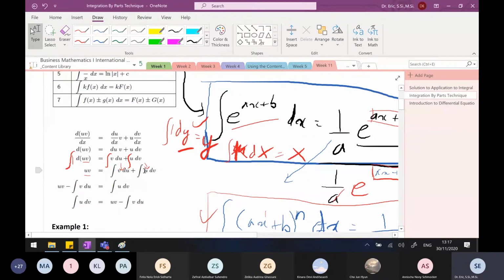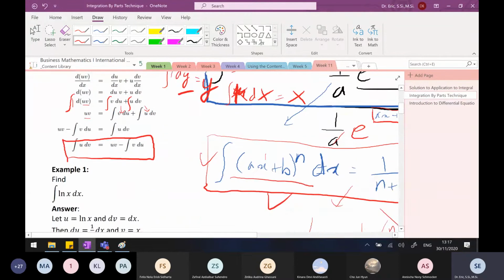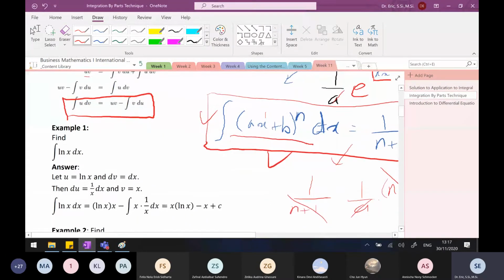And you can move the first term to the left-hand side. So you have uv minus integral of v du equals integral of u dv. So this is what we usually call the integration by parts technique. This formula is usually called the integration by parts technique. How can we solve using this one? This is the famous one.